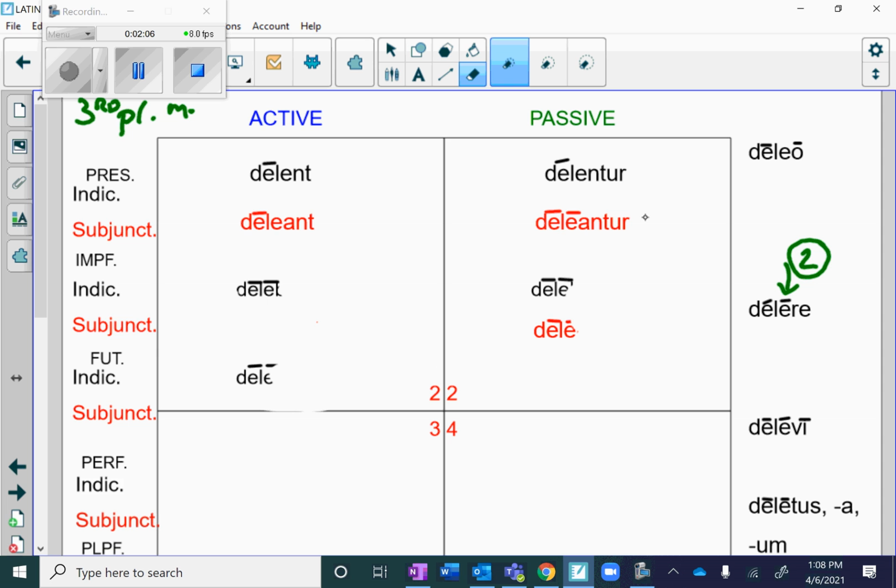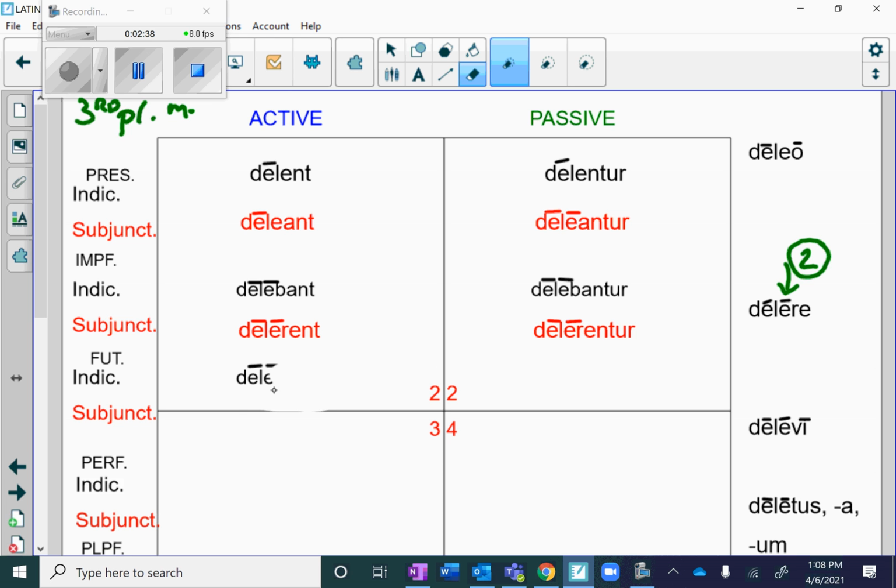Okay, for the imperfect, again, simple formula, stem plus ba plus an ending, nt. They were destroying. Passive, stem, ba, they were being destroyed, ntur. For the subjunctive, we're going to use that same stem, but this time, for the imperfect subjunctive, we remember that that formula is just the infinitive, delere, plus an NT ending. For the passive, we do the same thing, delere, the infinitive, plus the ntur ending.